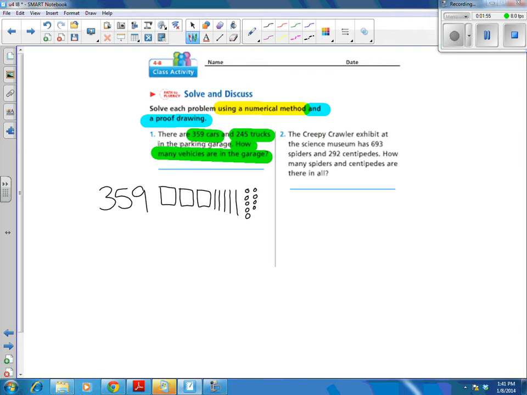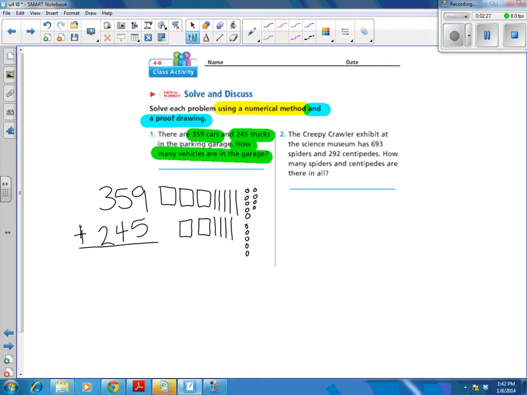Now I've got to add 245 trucks in the parking garage. So I'm going to write 245 underneath. This is the common algorithm that we normally use. That's a fancy way of saying when we add the two numbers together. Now we've got to do our proof drawing, 245. Got 100, 200, 210, 220, 230, 240, 241, 242, 243, 244, 245.